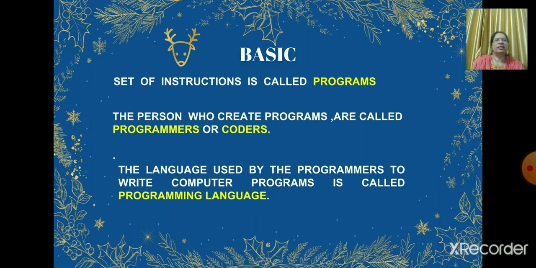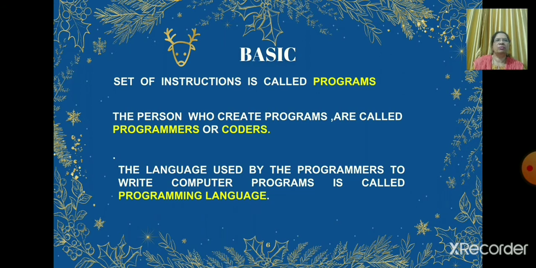If you are writing in C language, that is C programming, right? So, the language is C. Same thing with C++, COBOL, Fortran. The language used by programmers to write computer programs is called a programming language. If you are using BASIC, the programming language is BASIC. With the help of BASIC, we will learn how to write programs.